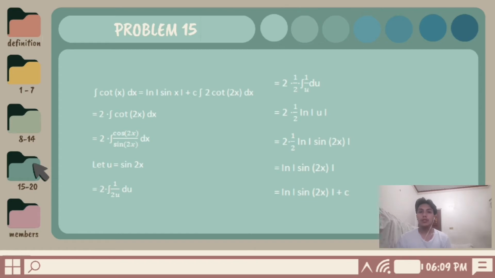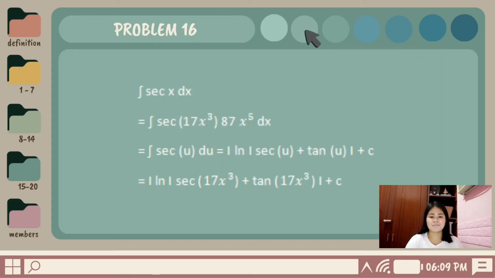By using the common integral, we can derive our answer as 2 multiplied by 1/2 natural logarithm of an absolute value of u. Then substitute back to the value of u and further simplify the expression and add a constant of c, for us to have a final answer of the natural logarithm of an absolute value of sine 2x plus c. The integral of secant x dx.